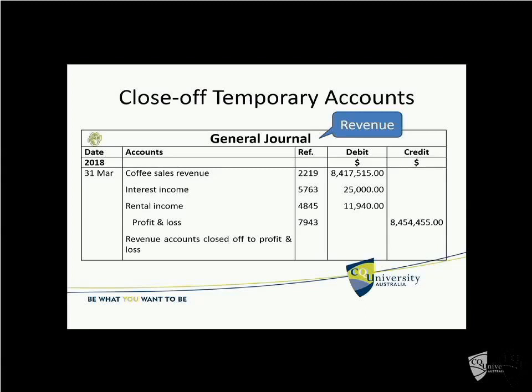So you debit those revenue items because we're reducing them to zero. So that's their balances. We've taken it all out, and we put it all into profit and loss. We're crediting profit and loss. So that's the first step we do. Close off all the revenue.